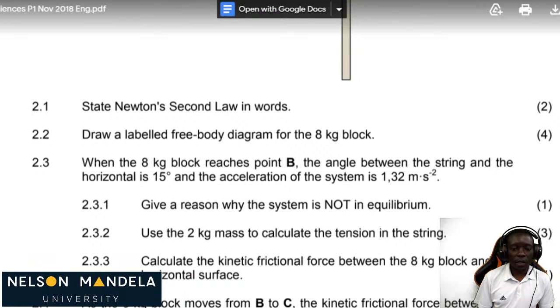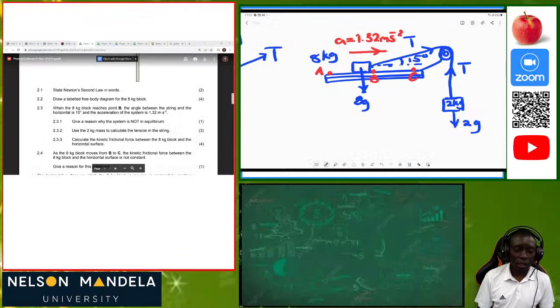I'll show my working screen in a moment. But what we want to know at the moment is, the question says, give a reason why the system is not in equilibrium. Okay, so the question for this part: why is the system not in equilibrium? Why is the system not in equilibrium?